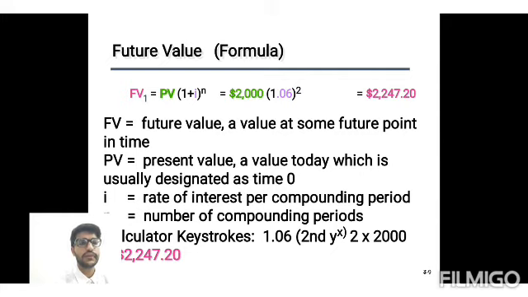FV is future value, the value at some future point in time. PV is present value, the value today at time 0. i is the rate of interest per compounding period, n is the number of compounding periods, and then calculate the keystrokes. You can see.